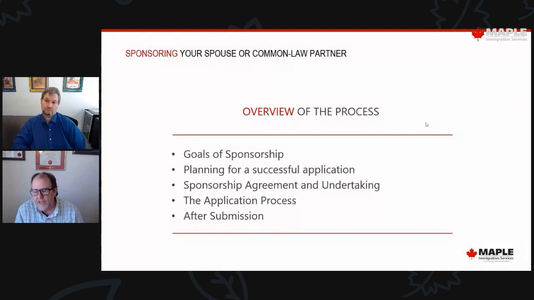Also, after submission, if there are any changes in your application, you need to inform the government. If you change your address, you need to inform the government. If you lose your job or you get a new job, you need to inform the government. If, let's say, you're expecting a baby all of a sudden since you submitted your application, you need to inform the government that a child is on the way. By not informing the government, you jeopardize the application down the road. So it's very important to always keep the government up to date with things.